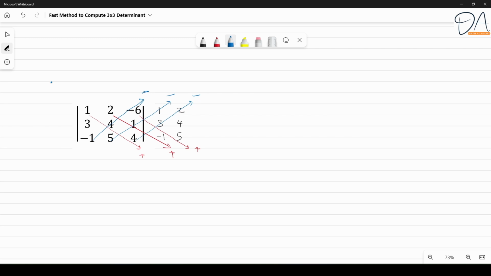What we need now to do to compute the determinant is simply to get the product of each of these diagonals and then add the sign according to whether this is a positive diagonal or a negative diagonal. So then the determinant will equal, we'll multiply the first positive diagonal, so 1 times 4 times 4 gives us 16, and the sign for this is positive, so it remains positive.